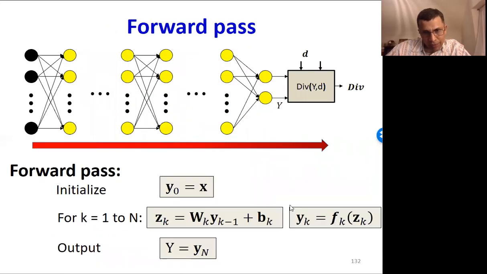So here is the entire forward pass. You first set y0 as the input, then you loop through the layers. For each layer, first you compute the affine vector zk using this very simple formula, which utilizes the weights matrix for the layer and the bias vector for the layer. And then finally you apply the activation function for the layer to compute the outputs of the layer. The final output of the network is the output of the last layer.